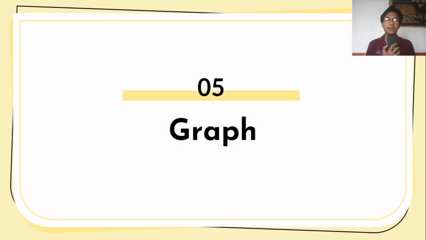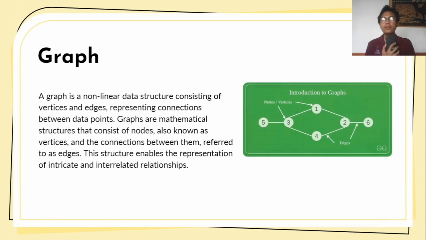Okay, next, graph. A graph is a non-linear data structure consisting of vertices and edges, representing connections between data points. Graphs are mathematical structures that consist of nodes, also known as vertices, and the connections between them, referred to as edges. This structure enables the representation of intricate and interrelated relationships.